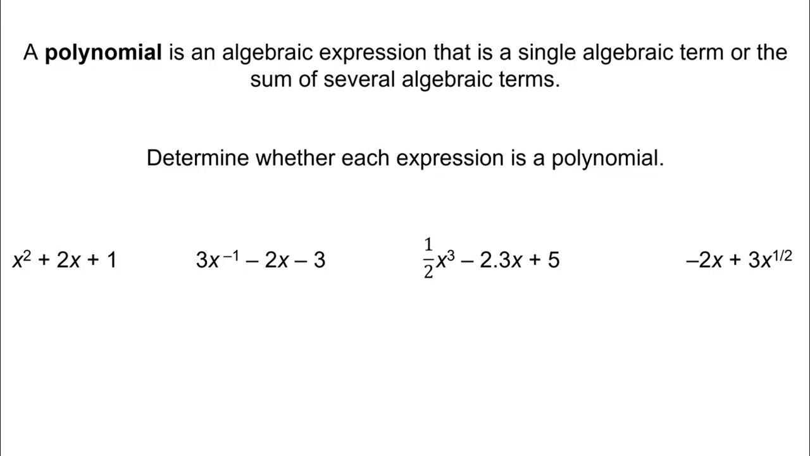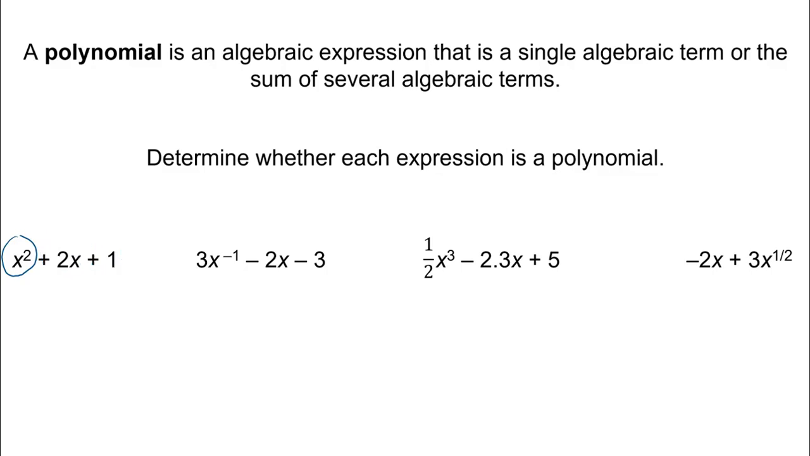Let's look at the first expression over here on the left. x squared plus 2x plus 1. Remember, for this expression to be a polynomial, each term in the expression must have real numbers as its coefficient and whole numbers as the exponents. In this expression, x squared plus 2x plus 1, the first term is x squared, the second term is positive 2x, and the third term is a positive 1.